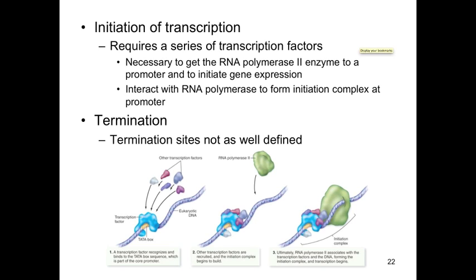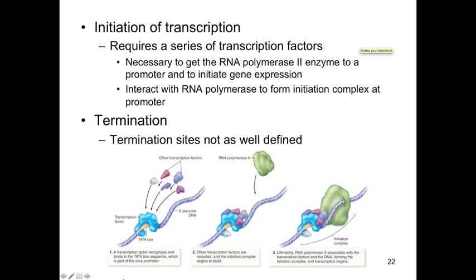It requires a series of transcription factors. These are essentially like escorts. They're necessary to get the RNA polymerase II enzyme to the promoter and initiate the gene expression. Basically, it's a more complex mechanism and involves many other transcription factors to help this big old RNA polymerase latch on to the promoter region and initiate gene expression.